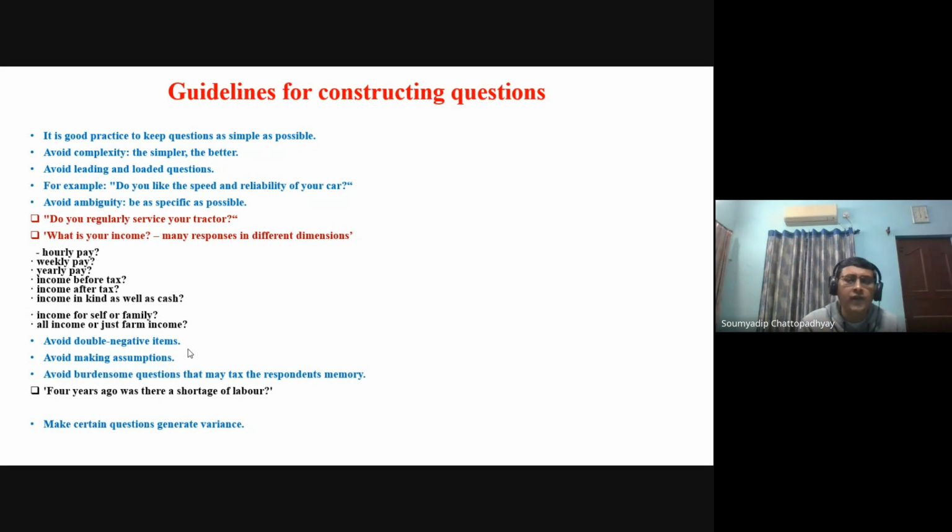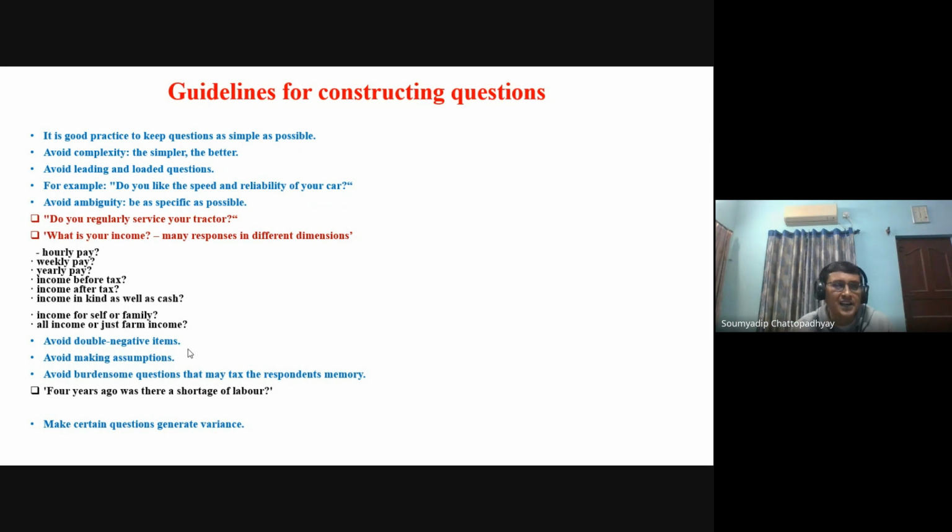Or consider this example. Suppose you are doing a survey on farmers and their livelihoods, their agricultural practices. Suppose one of your questions is: do you regularly service your tractor? Now this word regularly is ambiguous. Why? Because for some farmers, regularly means monthly. For others, regularly may mean every 3 months, for others every 6 months, and for some, once in a year.